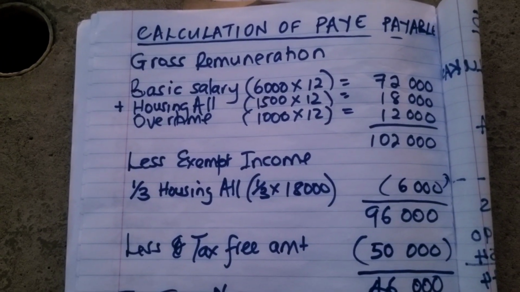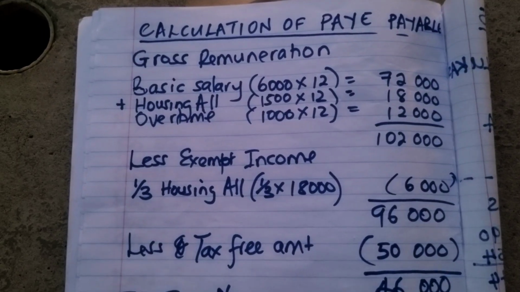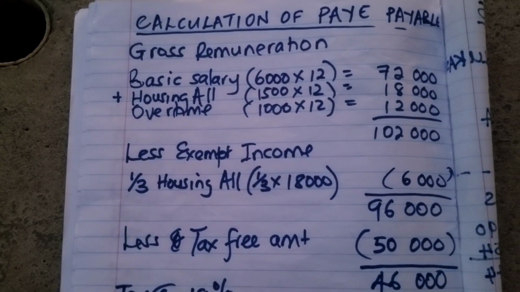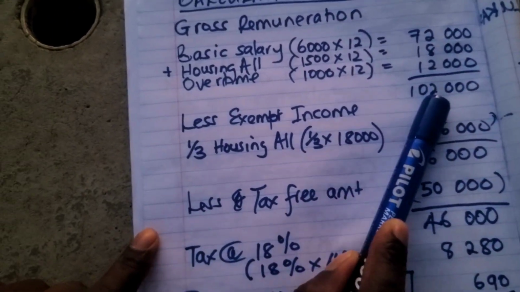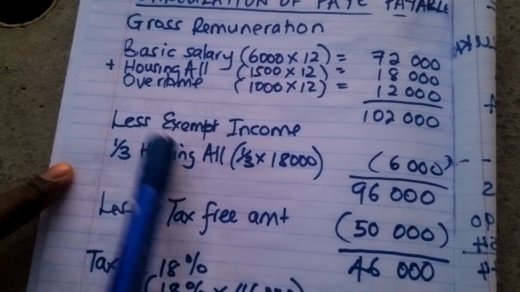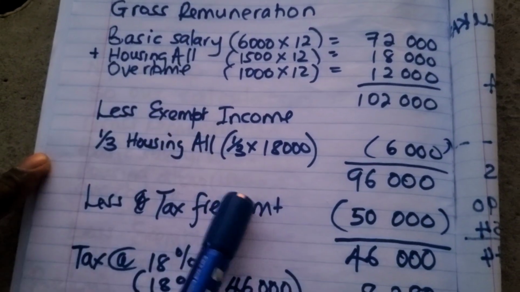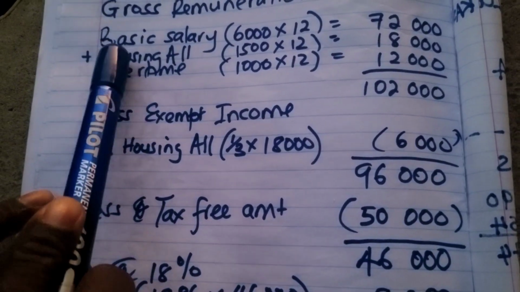When we say total earnings, we are talking your salary, your commission, your allowances, as long as it is earnings that you earned from your employment. We put it into one basket for us to arrive at what you call gross remuneration. So we start with your basic salary.